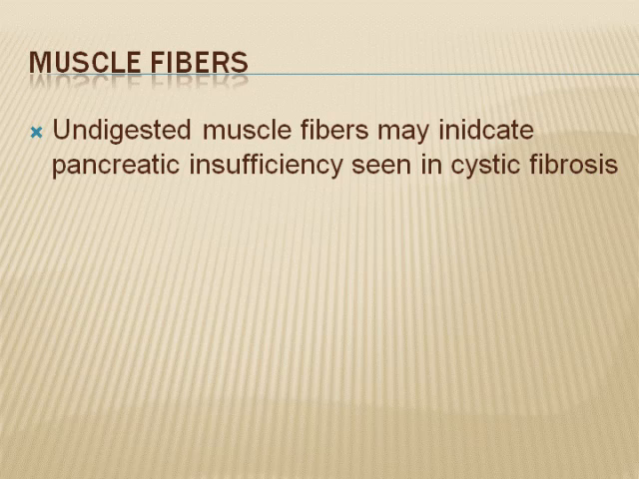Muscle fibers you may see in the stool. You can see this in normal amounts, but undigested muscle fibers can indicate pancreatic insufficiency. That can be seen in cystic fibrosis and also pancreatic cancer.